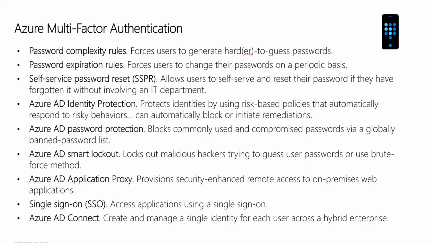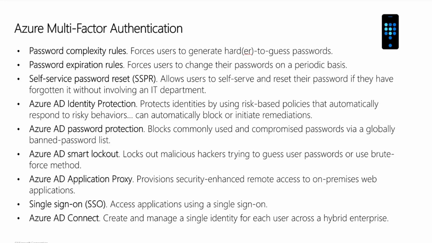SSPR, self-service password reset, allows users to reset their password if they have forgotten it without involving an IT department. Azure AD Identity Protection: to help protect your organization's identities, you can configure risk-based policies that automatically respond to risky behaviors. These policies can either automatically block the behaviors or initiate a remediation, including requiring a password change. Azure AD Password Protection: you can block commonly used and compromised passwords via a globally banned password list.